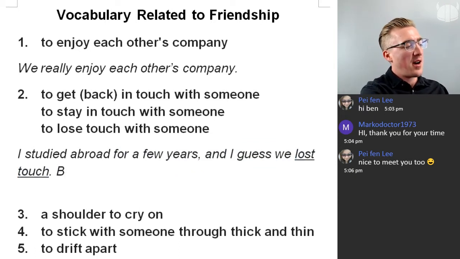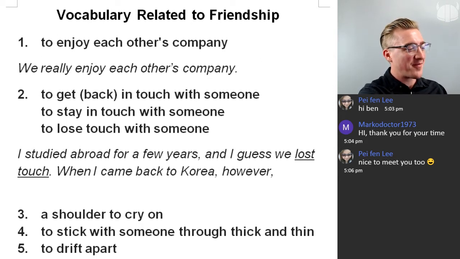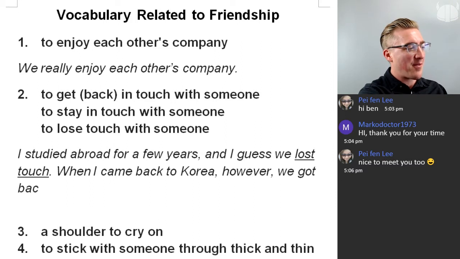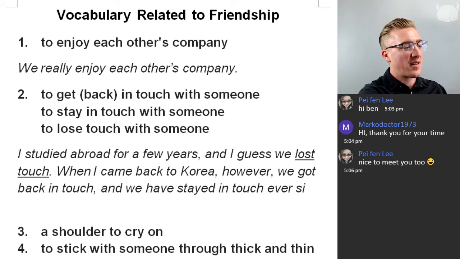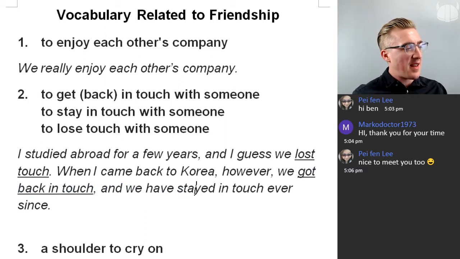Okay. When I came back to, I'm living in Korea, so I'm going to put Korea here. When I came back to Korea, however, we got back in touch, and we have stayed in touch ever since. Okay, so I used all three expressions here, and you can see that they each mean something different.